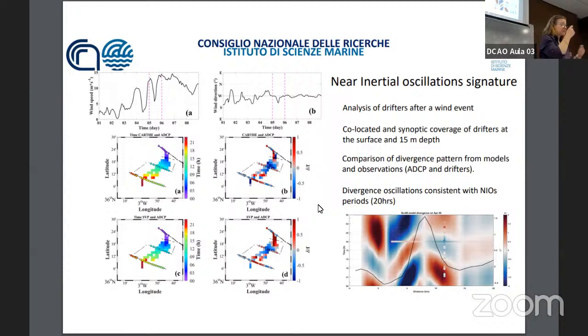Then we've seen this oscillation in the range of a day. And so we started associating this pattern to near inertial oscillation. And we compared this output with a modeled field. And the output is here visible on the right. And we see that the divergence oscillation in the model are also consistent with the near inertial oscillation observed with drifters. So we associate this pattern to inertial oscillation.